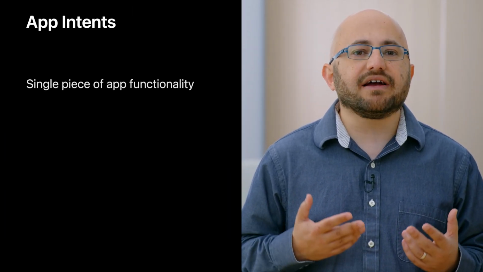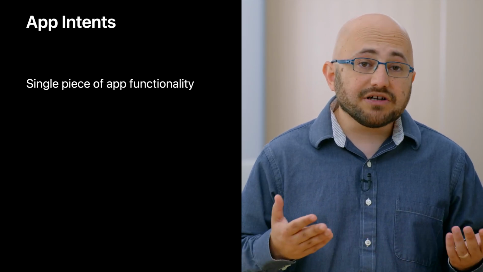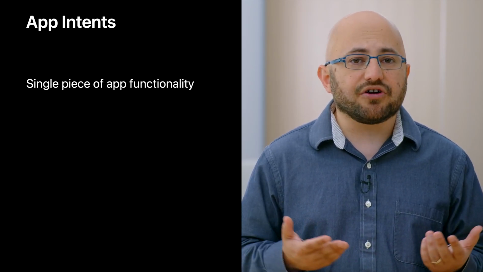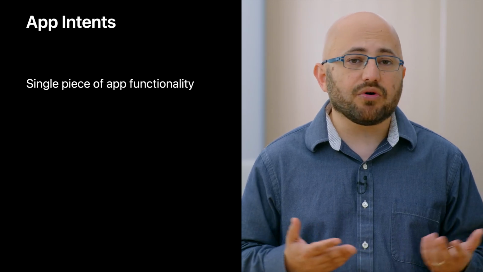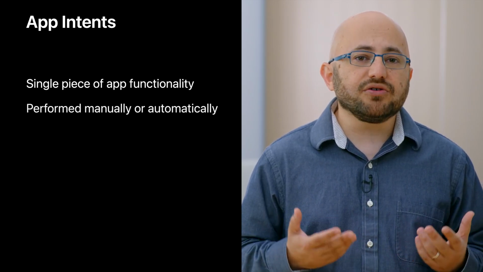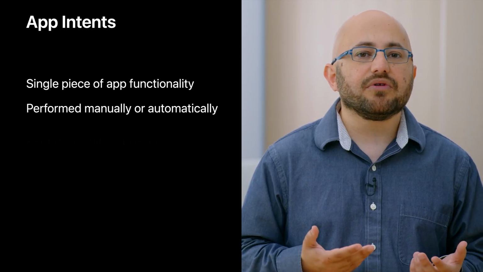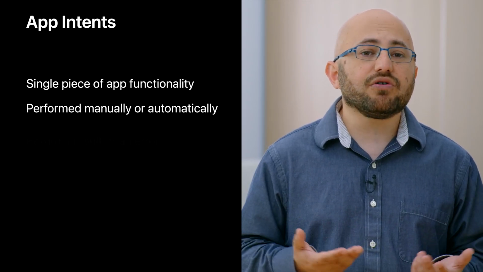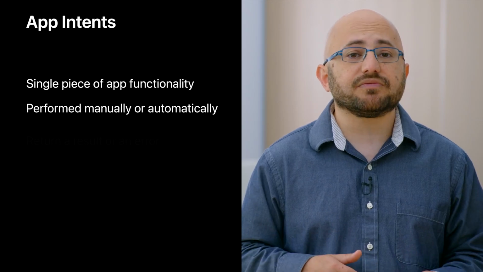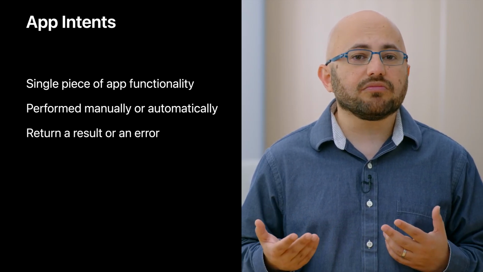With that said, let's explore these new APIs, starting with the intent, the central building block of our new framework. An app intent, or intent for short, is a single isolated unit of functionality that your app exposes to the system. For example, an intent could make a new calendar event, open a particular screen, or place an order. An intent can be run by the user on request, like by running a shortcut or asking Siri, or automatically, like using focus filters or a shortcuts automation. When an intent is run, it will either return a result or throw an error.